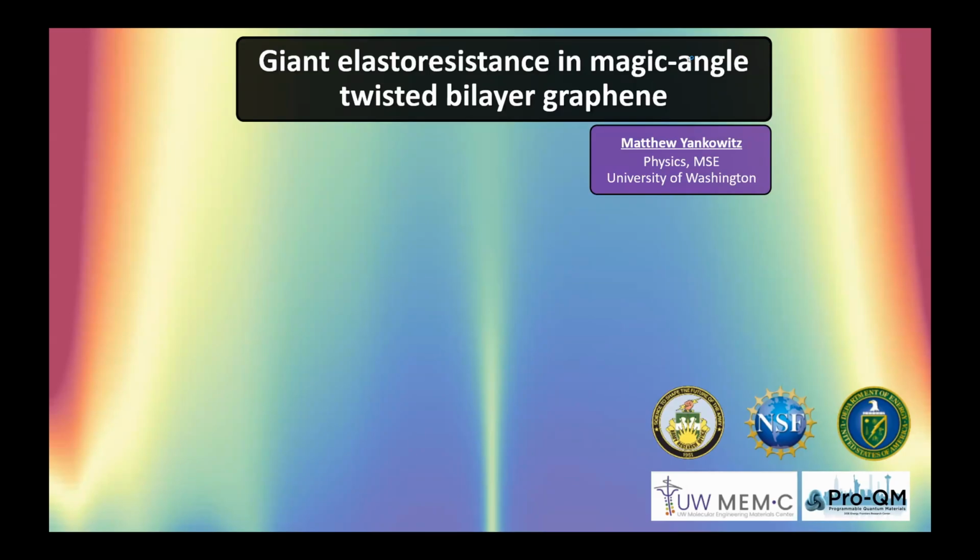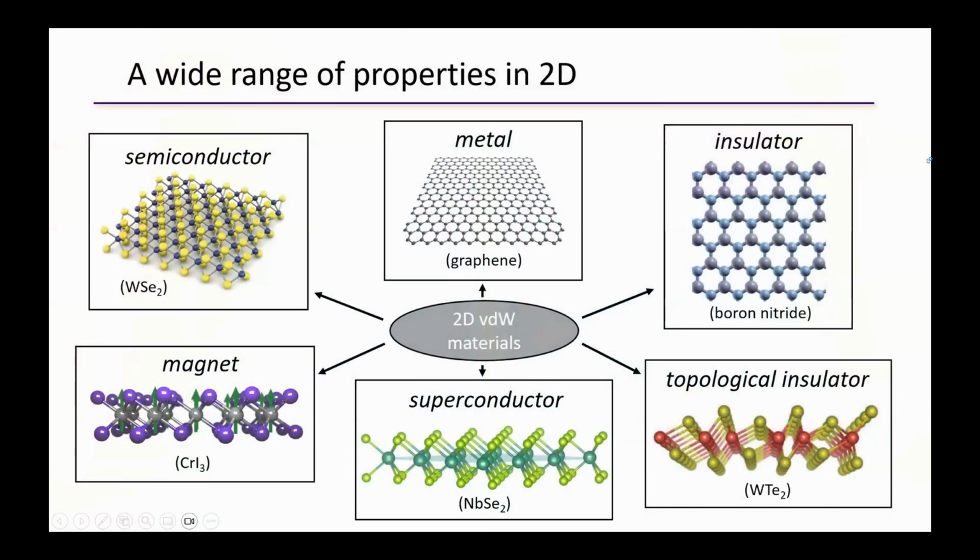Since there's many people here who are not from the 2D materials community, I just want to give a broad overview of the progression of this field over the years and how it's led to the types of experiments that we're doing today.